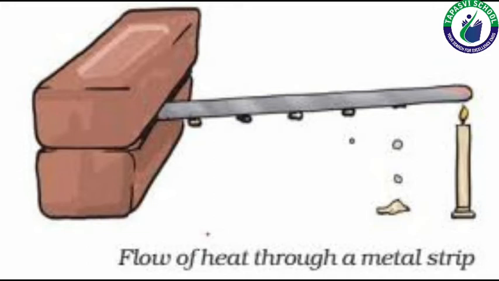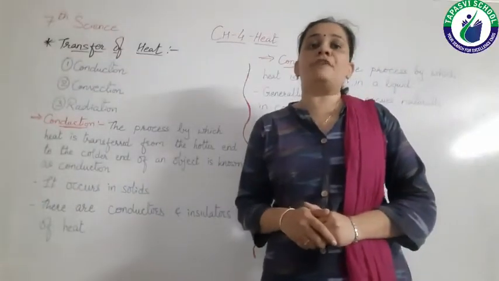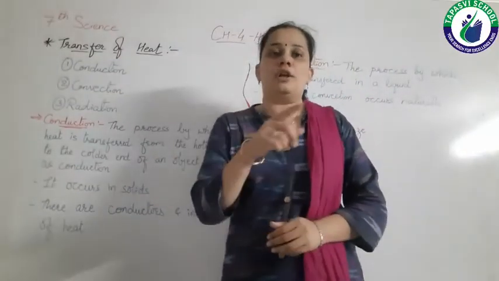What happens to the wax pieces? Do these begin to fall? Which piece falls first? Of course, the piece which is near to the candle will fall first. So, we can say that the heat is transferred from the hotter end of the rod to the colder end. This is done by the process of conduction. Conduction is the process of transfer of heat in solids.